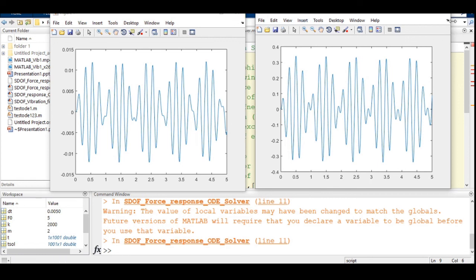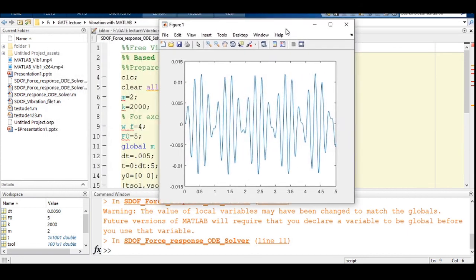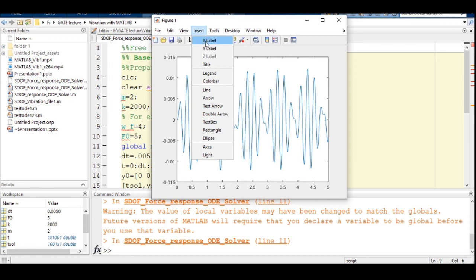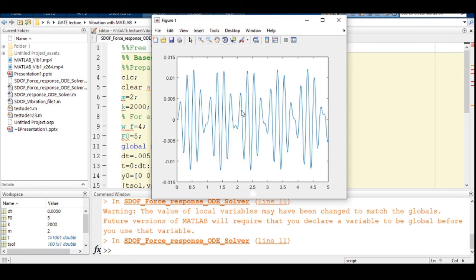Here I have two figure files. Let's close one figure file. There are two options to improve the figure file. One, you can directly add or modify your figure file. For example, here I can go to insert and give the X label. When I click the X label, there is a line where I can write that this is my time, in seconds. Similarly, I can give input for the Y label, which is my amplitude, and I can also give a title to my figure, that this is my displacement versus time plot.